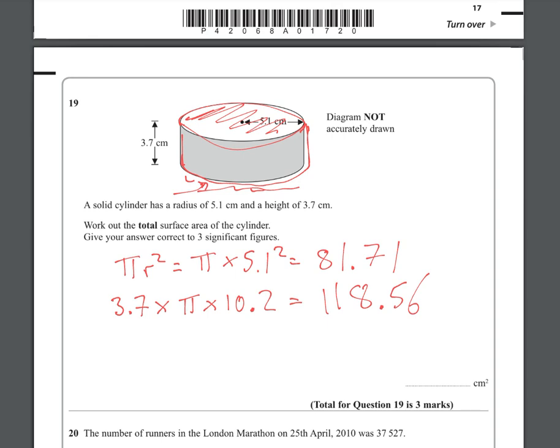So I need two of the circles, the top and the bottom. So 81.71 times 2 plus the 118.56 gives me 281.98. So that to three significant figures, 281, well it's 0.9, so that's 282 to three significant figures.